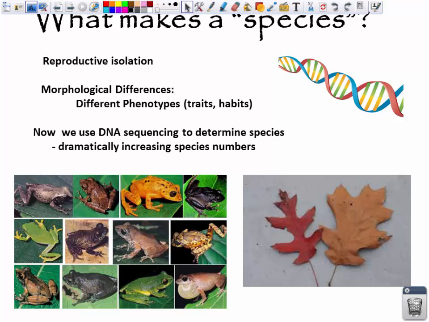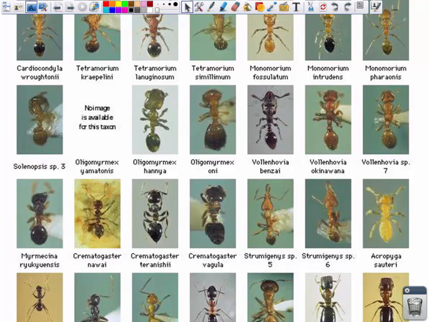Since the technology became available to look at DNA sequencing, the amount of species actually increased because we can now take two species that look the same and act the same, but at the DNA level they're very different, which makes them different species. And the last thing is that they reproduce in isolation. So those three things basically make a species.